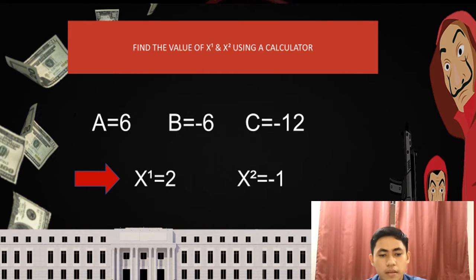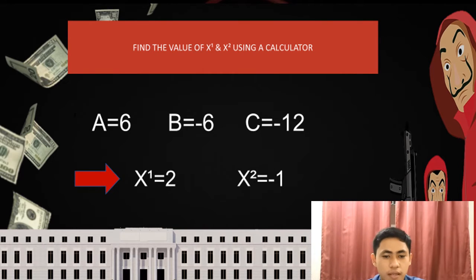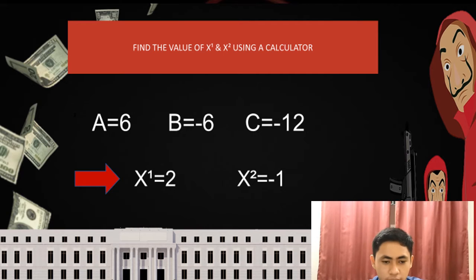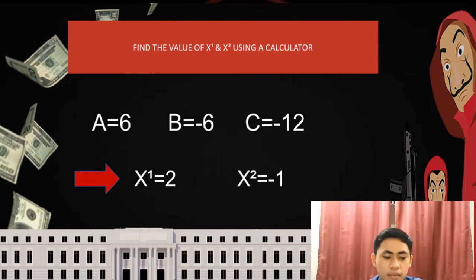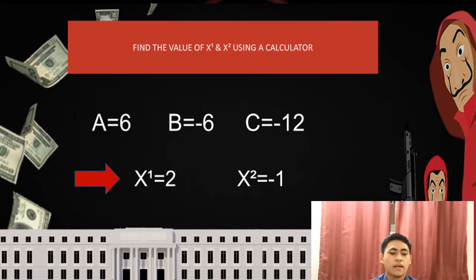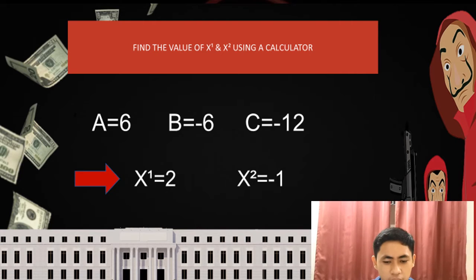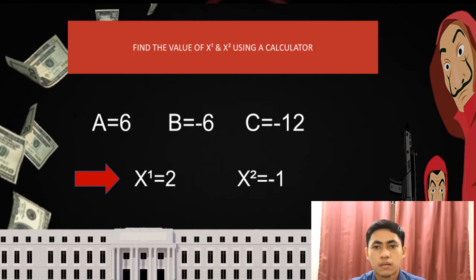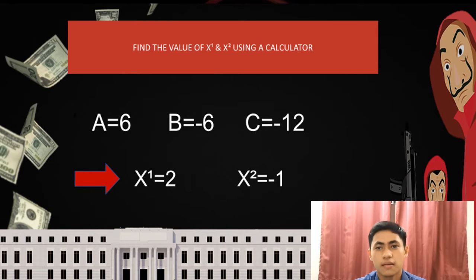Next, we must find the values of x1 and x2 using a calculator. Using the calculator, we get a equals 6, b equals minus 6, and c equals minus 12. And the answer is x1 equals 2 and x2 equals minus 1. So that's all for me, and I will pass to my friend Farhan for the next step.